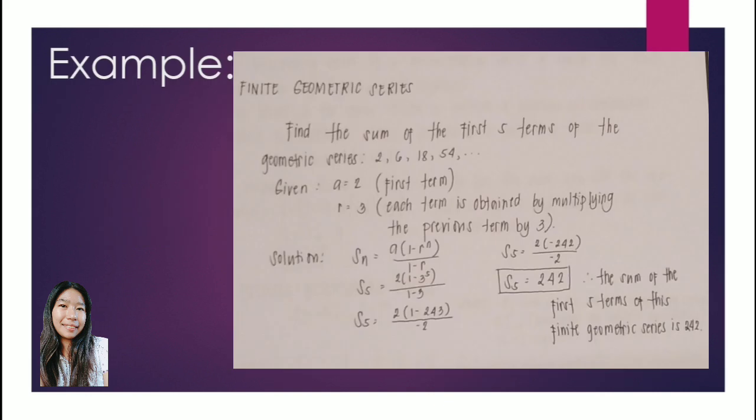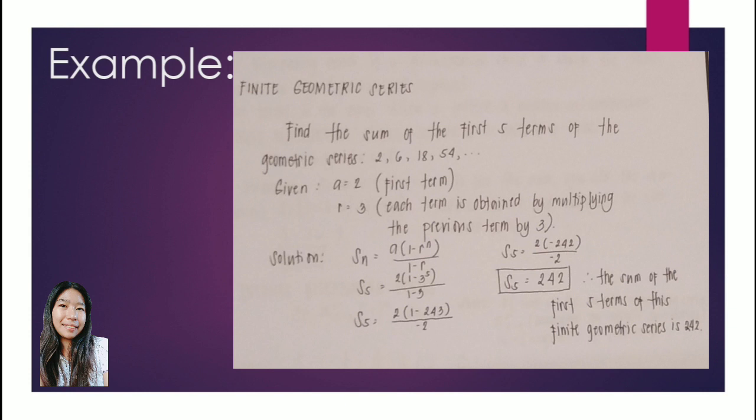Let's answer this first example under geometric series. Find the sum of the first 5 terms of the geometric series 2, 6, 18, 54. According to the given numbers, our first term is 2 and our r is equal to 3, wherein each term is obtained by multiplying the previous term by 3.